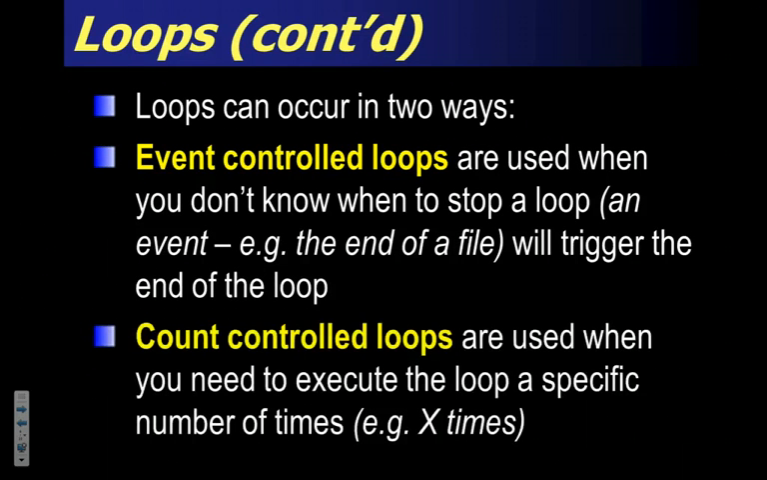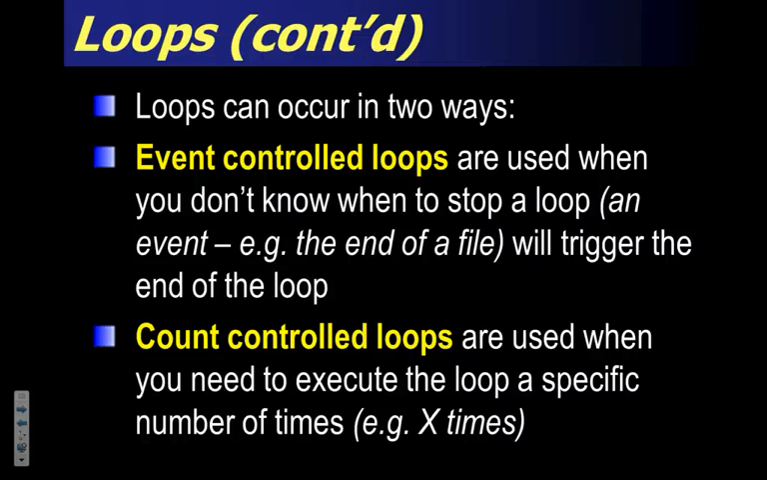Now, there's two ways loops can occur. We'll look at the first way in part 1 and the second way in part 2. But the first is called an event control loop, which basically means the loop runs based on the outcome of an event. For example, if you were reading data out of a file, like say you had high scores stored in a data file, it would keep reading them as long as there was data in the file, and then it would stop. So the event of the end of the file would signal the end of the loop.